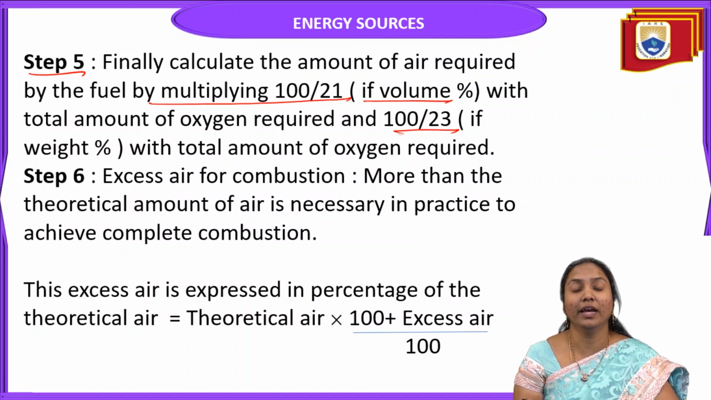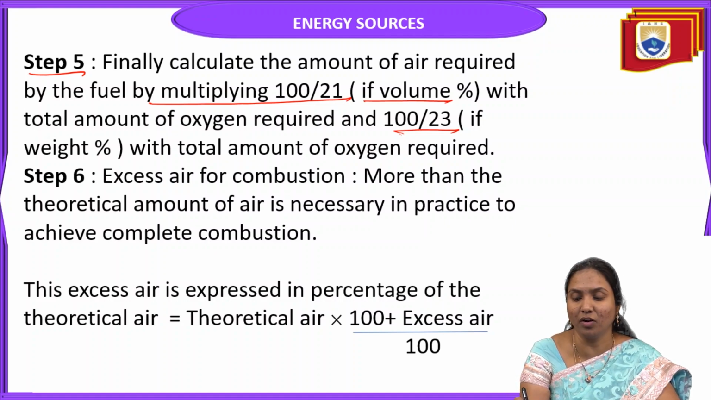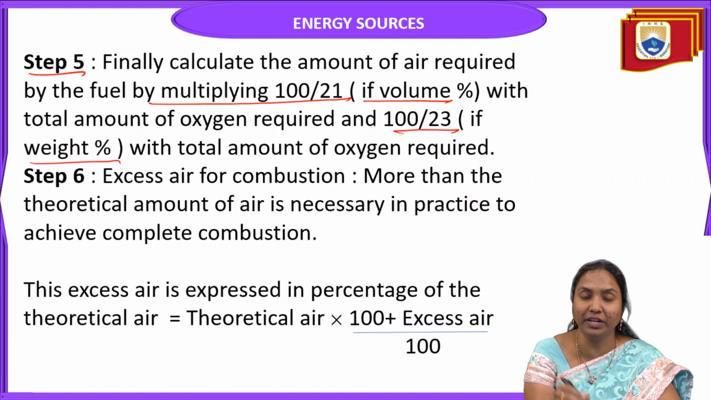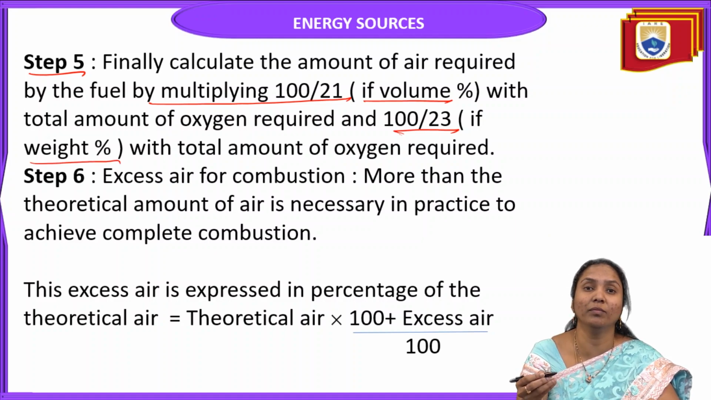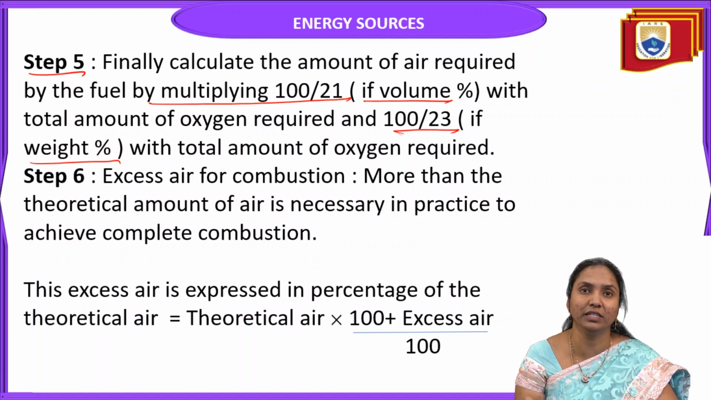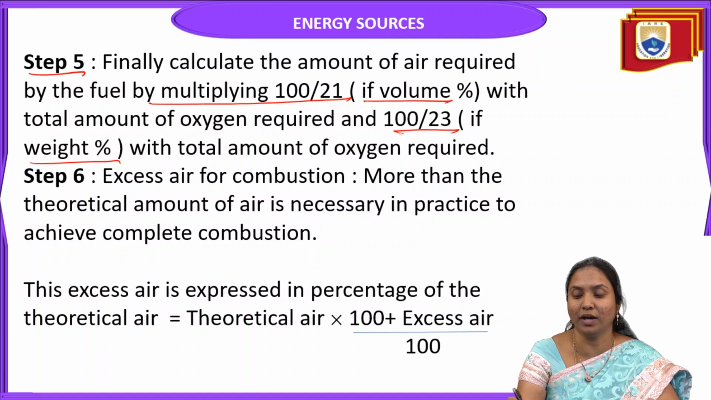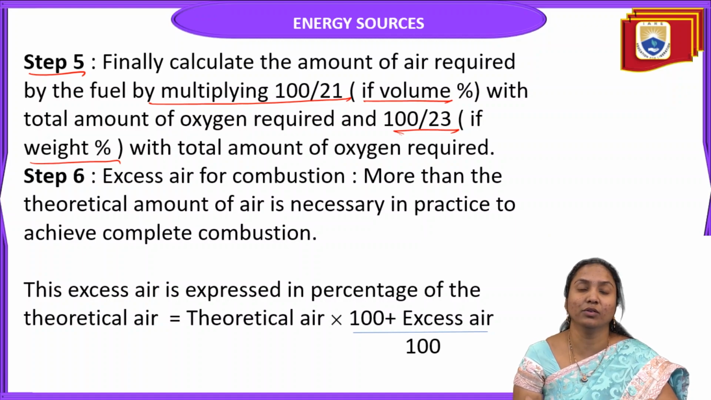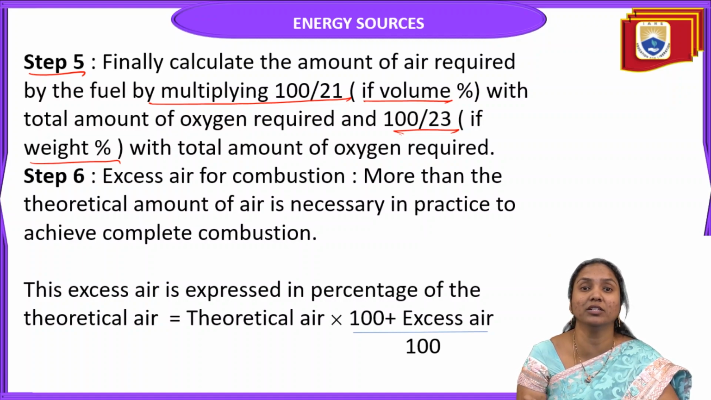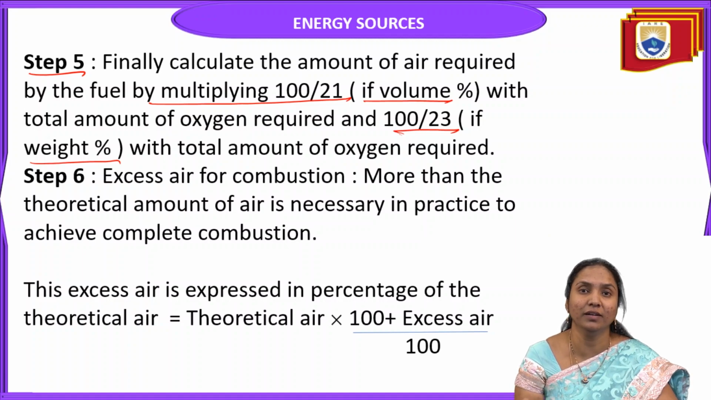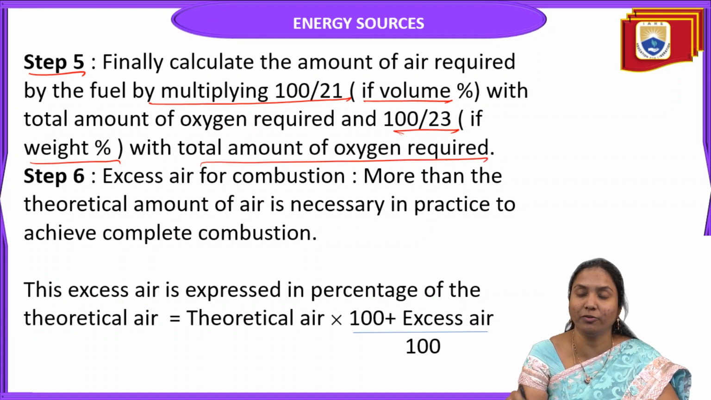Or otherwise, air containing 23% of oxygen means we are taking it by weight. If in that problem the elements' percentage is given in kilograms or by weight, then we use this formula, 100 by 23. So if air contains 23% of oxygen by weight, you can write 100 by 23 with the total amount of oxygen required.